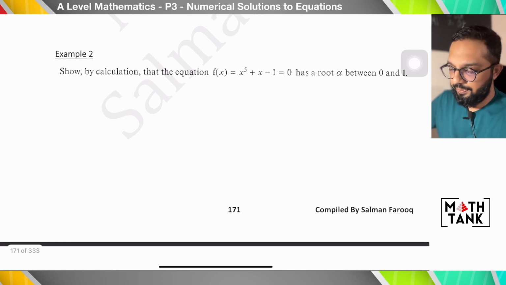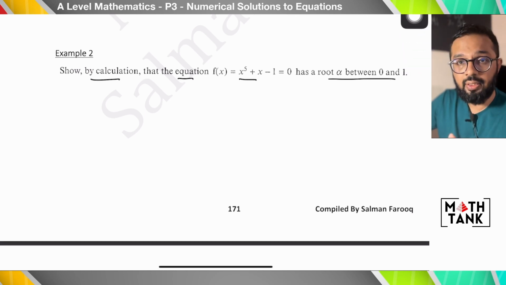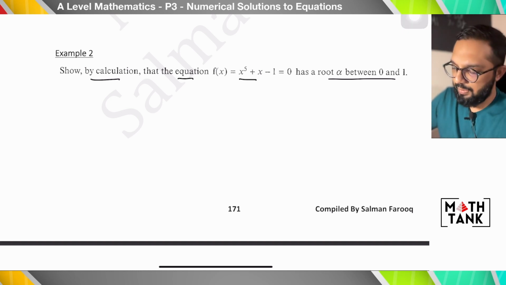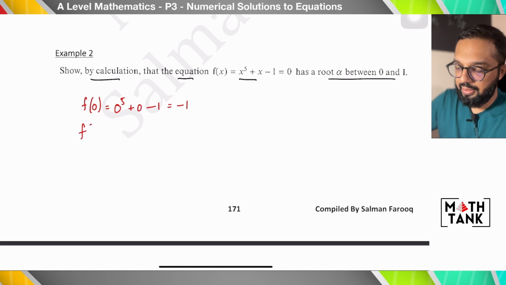Then the second part of the question is more about algebraically proving. It says show by calculation that the equation has a root between 0 and 1. Let's first learn how to solve it, and then we're going to see the logic of it as well. What I'm going to do is, since it is asking me to prove that the root is between 0 and 1, what I can show you is that 0 minus 1 gives me minus 1. I've calculated f of 0.